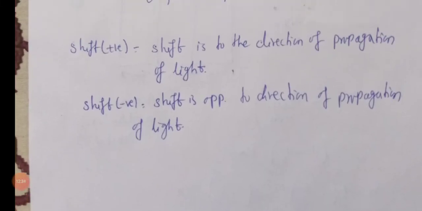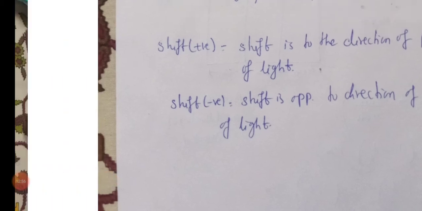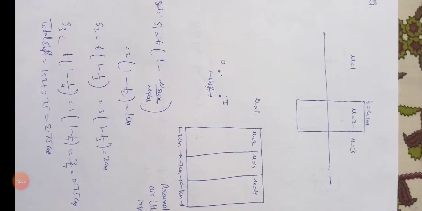Shift positive means the shift is in the direction of propagation of light. And what is this shift? Image shift, student. The object is at one place. That object will appear to be shifted, and that is the image when you look through the glass slab. So two kinds of shift. One is positive, meaning it will shift towards the direction of travel of light. And there is negative, student. It will shift to the opposite direction of propagation of the light. Just now I have shown, student, by the negative sign.